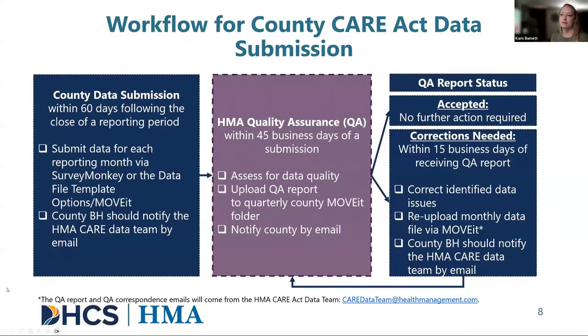Before we talk about the data file options and submission procedure, we want to quickly show the workflow for CARE Act data submission. Counties will collect data on a monthly basis and submit at least quarterly within 60 days following the close of a reporting period. If counties are using SurveyMonkey, they will submit 1 survey per respondent and select the appropriate reporting month each time. If counties are using MOVEit, for each reporting month, counties will enter data into a separate data file template. Every quarter, counties should submit 3 data files and save them in the correct quarterly folder. Counties will submit these monthly data files via MOVEit.